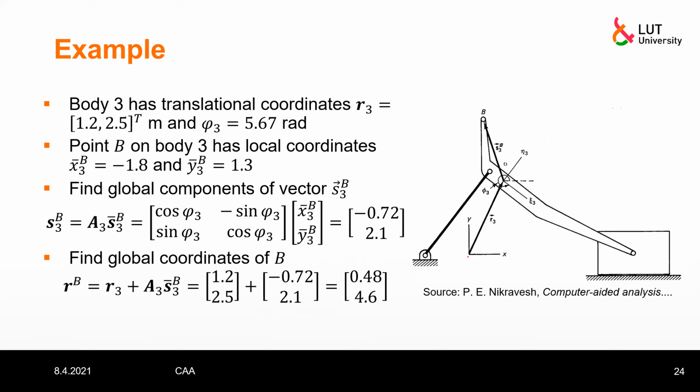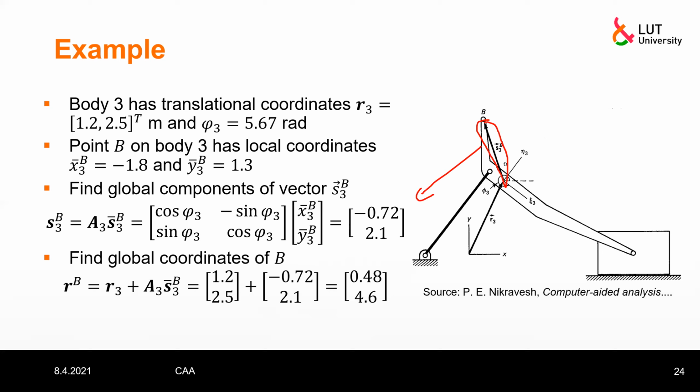So in our global coordinates, this vector has a small negative x value, minus 0.72, and a larger positive y value, 2.1. So this is the way to describe that vector in global coordinates.